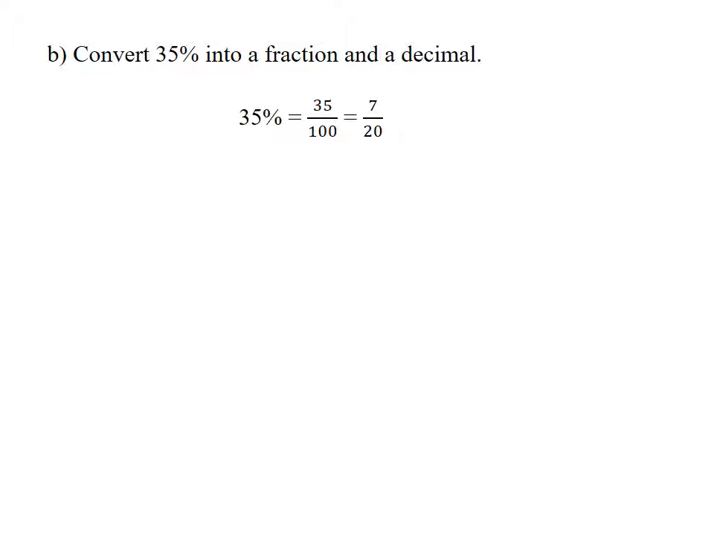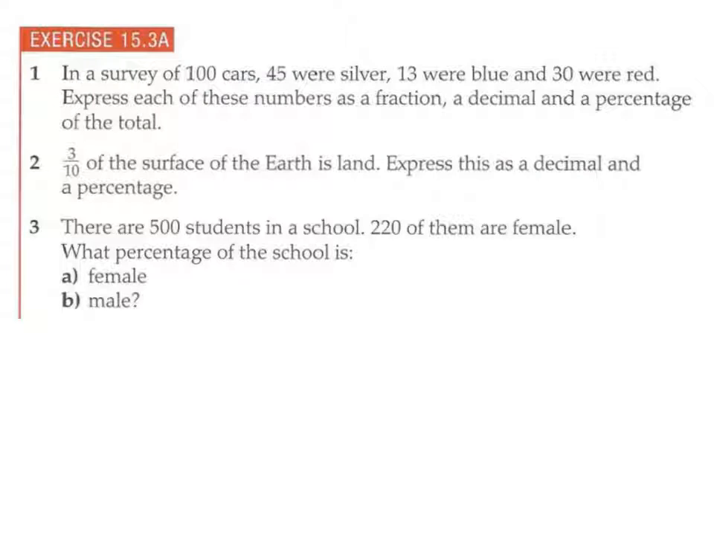To convert it to a decimal, we can look back at the 35 out of 100 and we use that to write it as 0.35. 0.35 is the same as 35 over 100, or 35%. Okay, now we've had a look at a few examples. You can have a go at exercise 15.3a and see how you go on with those.